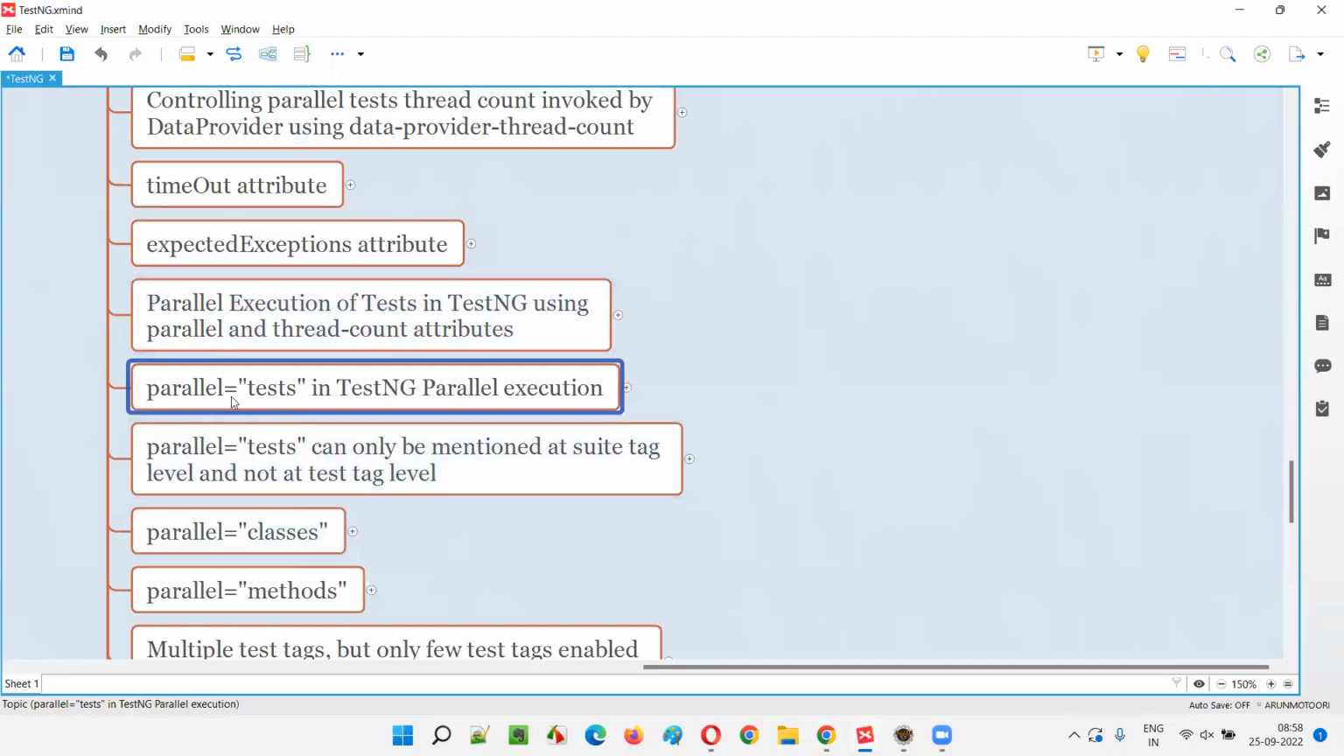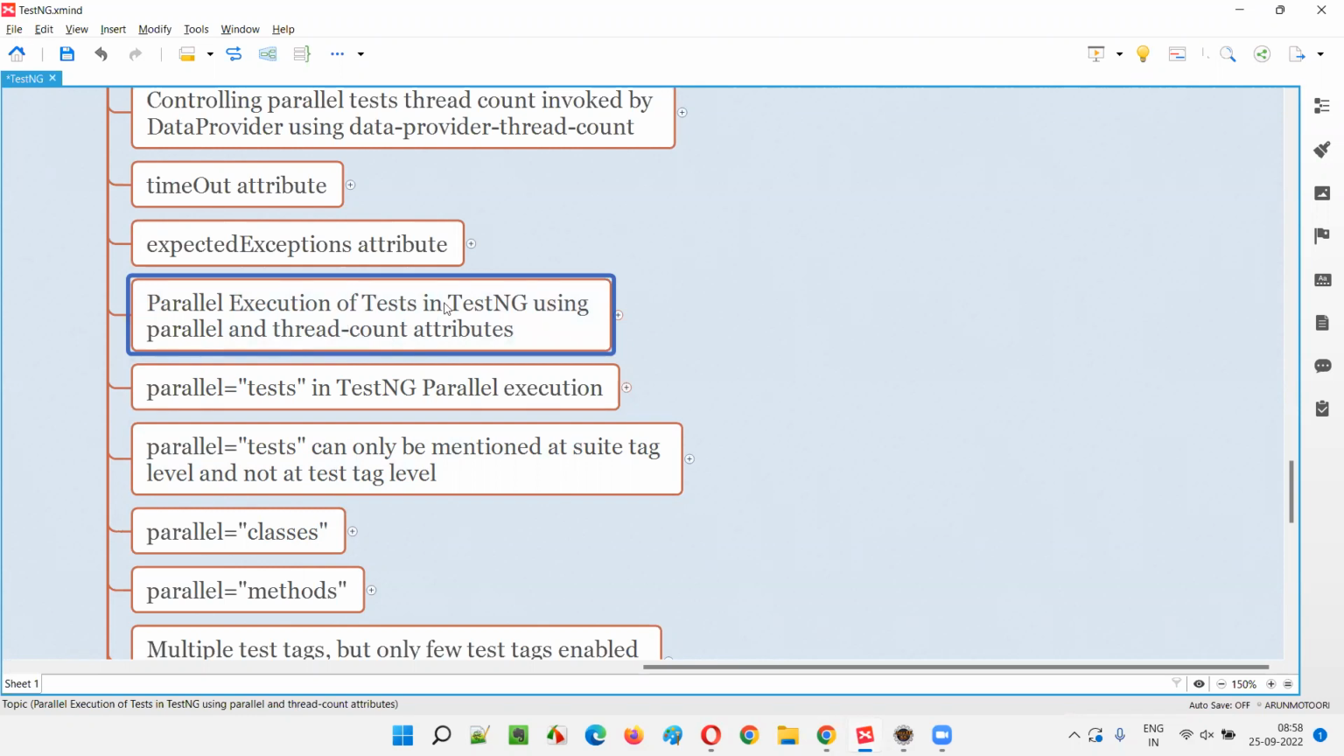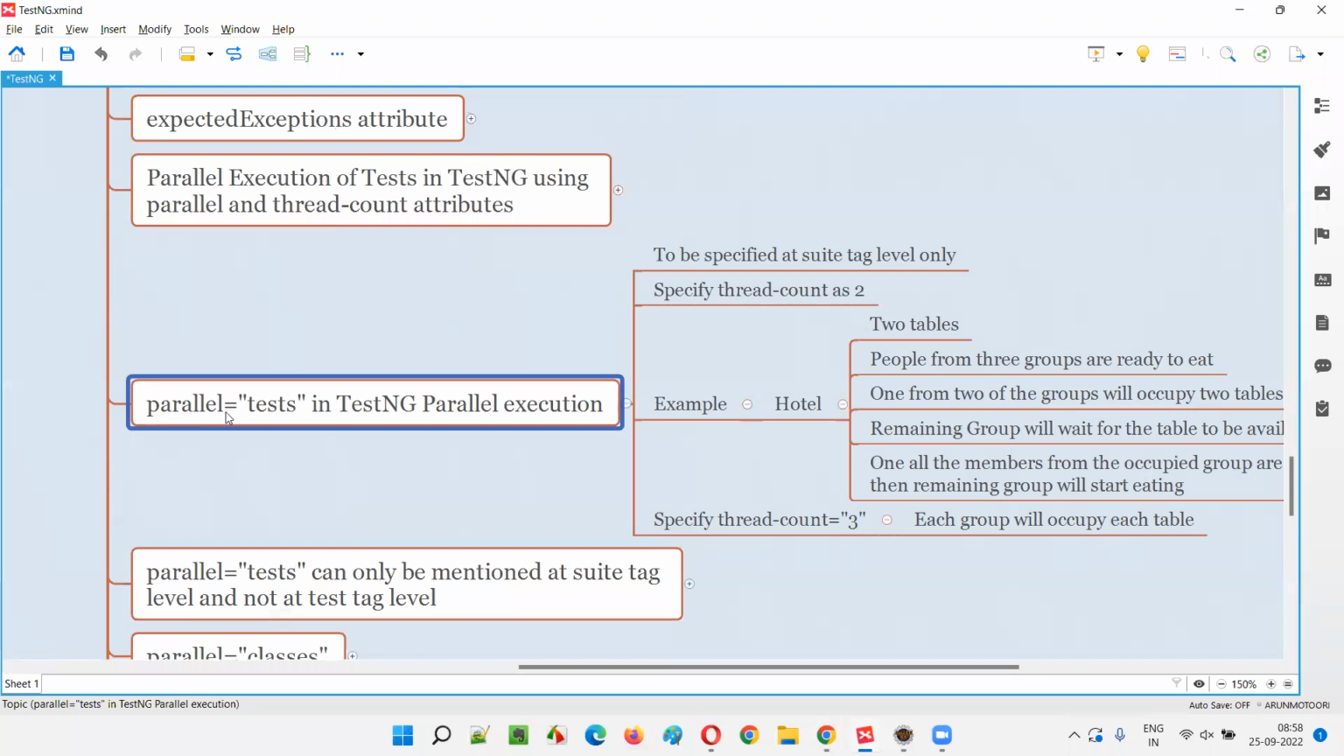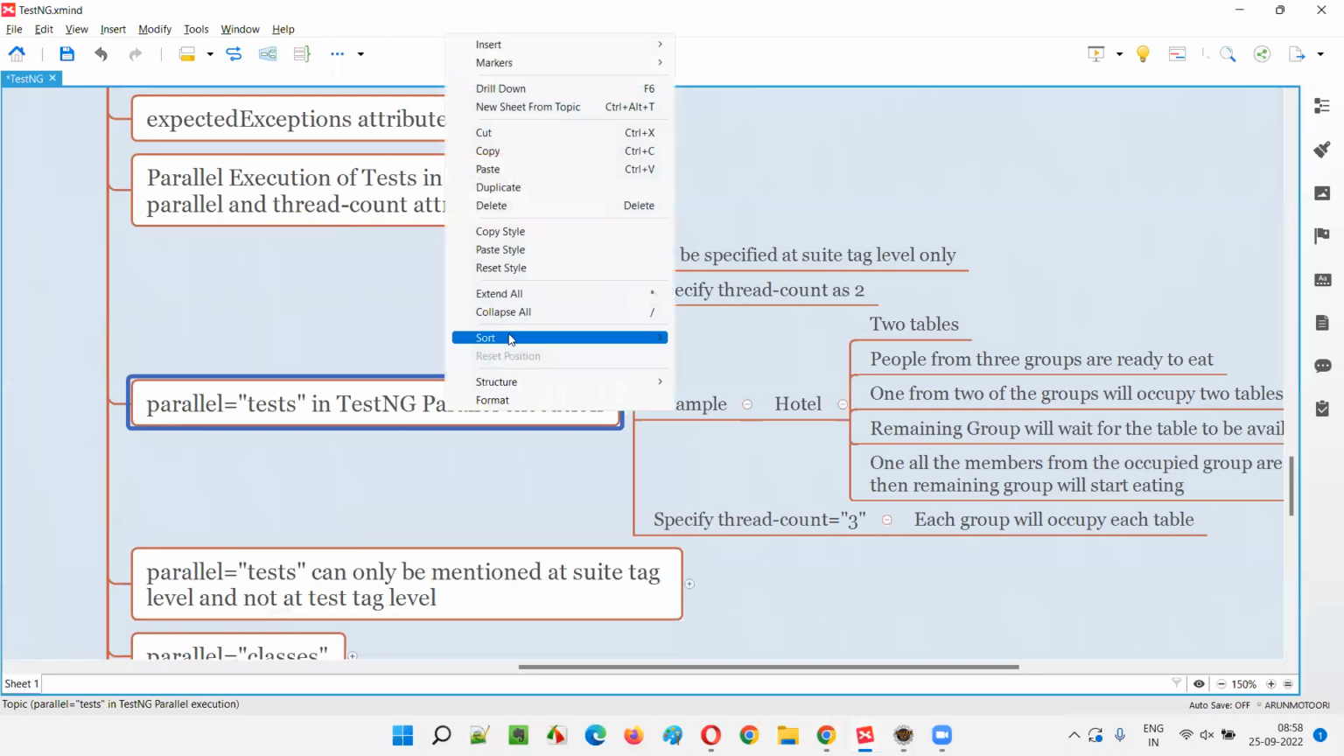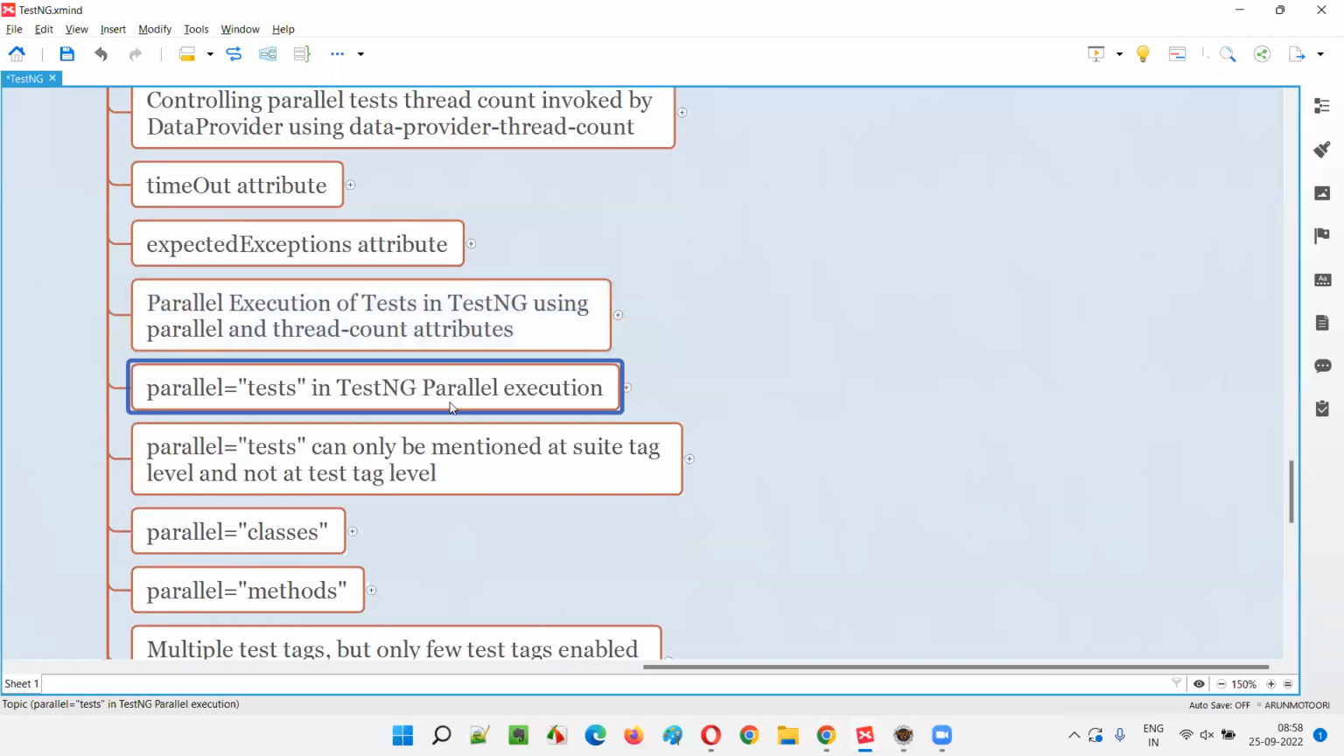So this session is a continuation of the previous session where I clearly explained what is sequential execution, what is parallel execution, and also used this parallel equal to test with a thread count attribute. Here I'm going to focus more on parallel equal to test, how that is going to work. Let me expand this again.